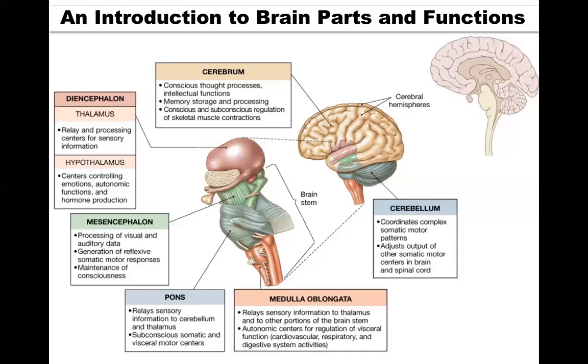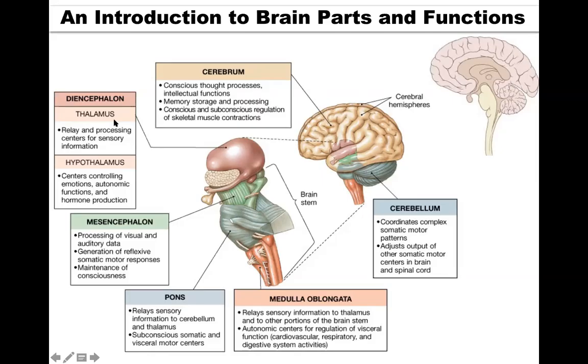So let's understand a little bit of an introduction of the functions of these brain parts. We'll learn in detail as we go along, but the main function of the cerebrum is conscious thought processing. It is an intellectual function. This is where all the commands and decisions are made for the different parts of the body. All skeletal muscle movements are orchestrated or directed from this region, which is called the cerebrum.